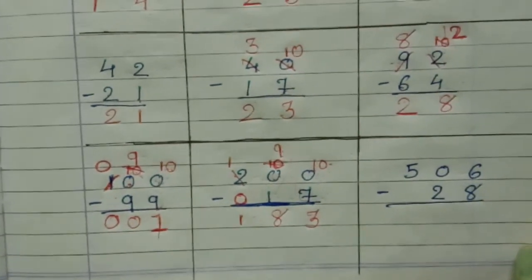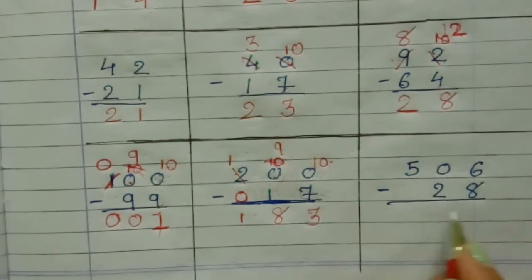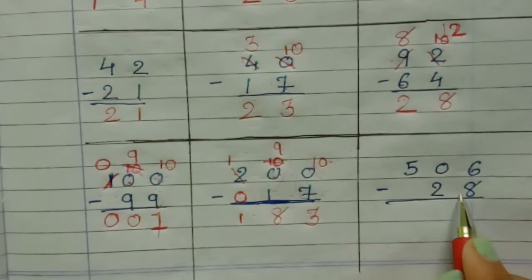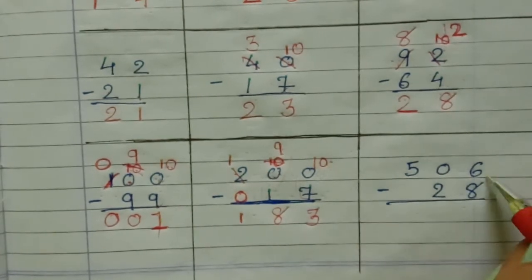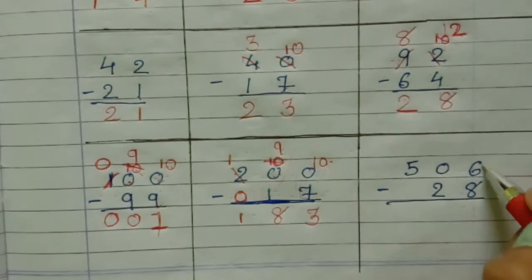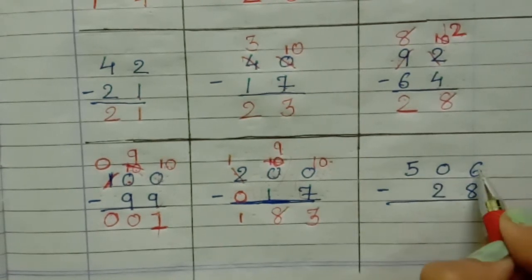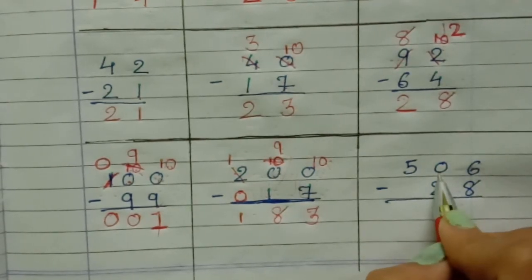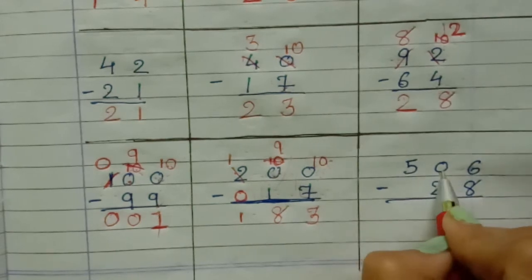Next, 506 minus 28. Ones place, 6 minus 8 is not possible. So what we have to do? We have to borrow 1/10 from the next place. But it is 0. So what we will do?